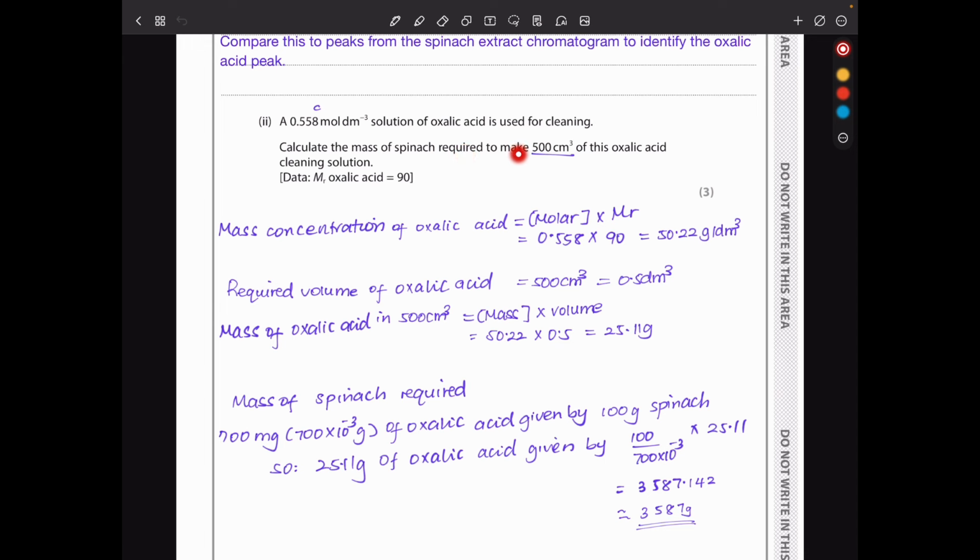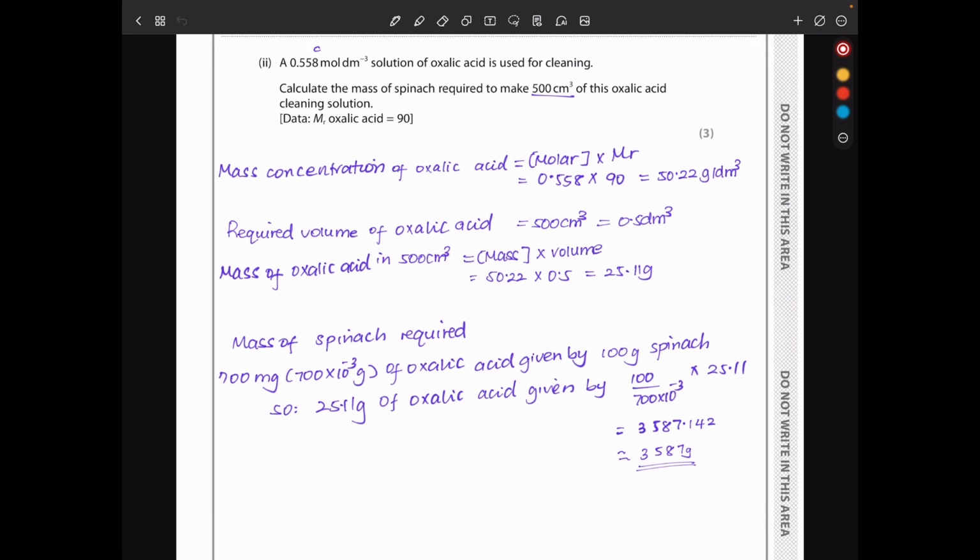Calculate the mass of spinach required to make 500 centimeters cubed of oxalic acid cleaning solution. So the mass concentration of oxalic acid, I'm talking about concentration in gram per decimeter cubed, will equal molar concentration times molar mass, which is this molar concentration times 90. We were given the molar mass, giving us that. Then the required volume of oxalic acid is 500 centimeters cubed, which is 0.5 decimeters cubed. So the mass of oxalic acid is going to be mass concentration times the volume, which is that times that, giving us 25.11 grams.